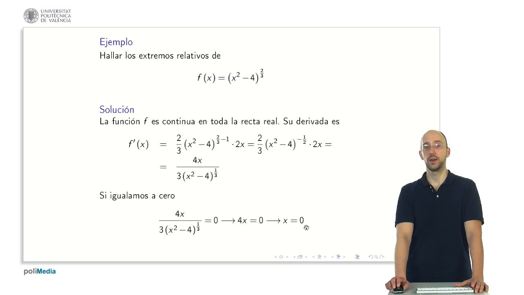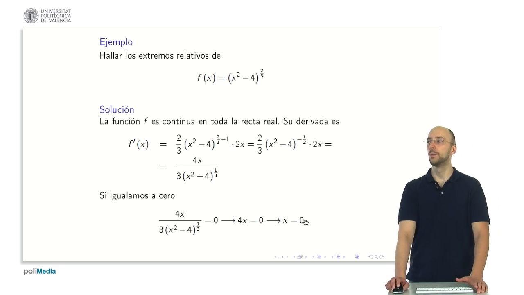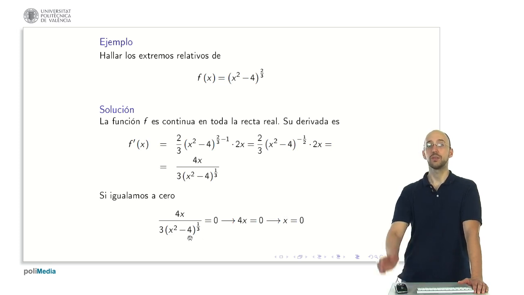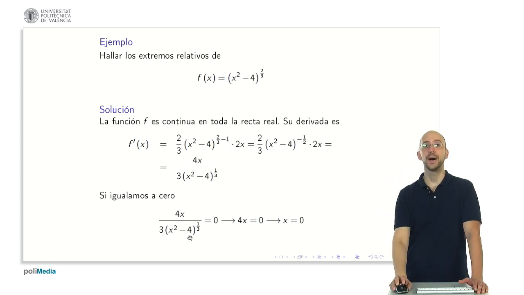So, we have identified a critical point. But there's more to consider. Is this the sole critical value or critical point of the function? The answer is no, not at all. If you look closely, the derivative is undefined for two other values, where x squared minus 4 is zero. Can you guess what they are? These would be 2 and minus 2, which are the roots that nullify the polynomial x squared minus 4.